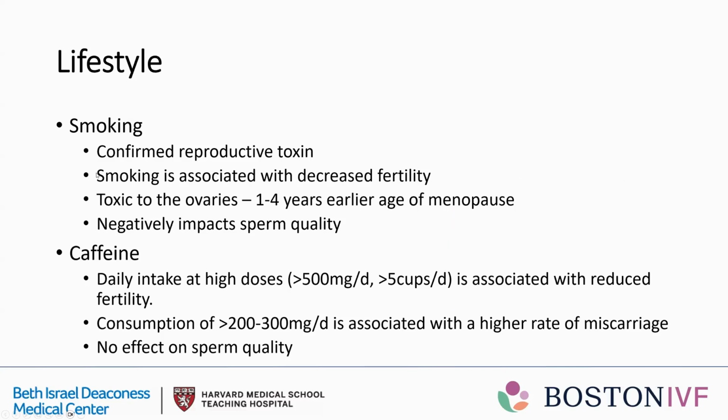In terms of other lifestyle factors, so smoking. Smoking is a big one that we counsel about. It is a confirmed reproductive toxin. It is definitely associated with decreased fertility. It is toxic to the ovaries, and it's found that women that smoke can go through menopause 1 to 4 years earlier than women that do not smoke.